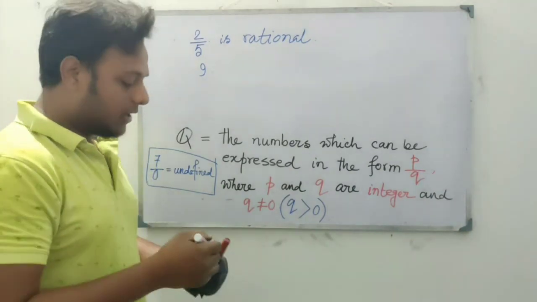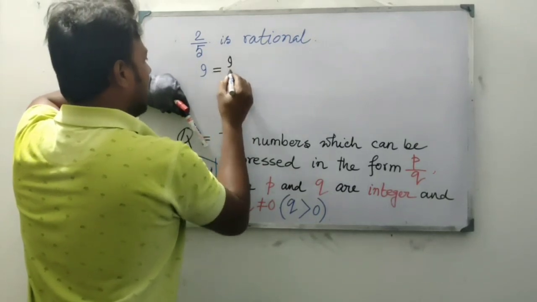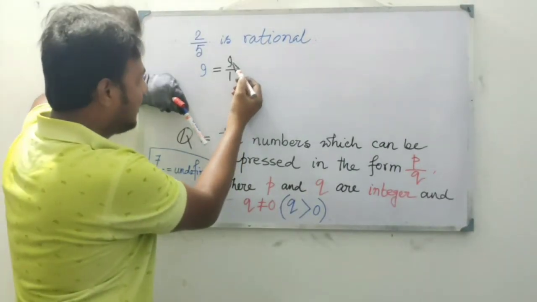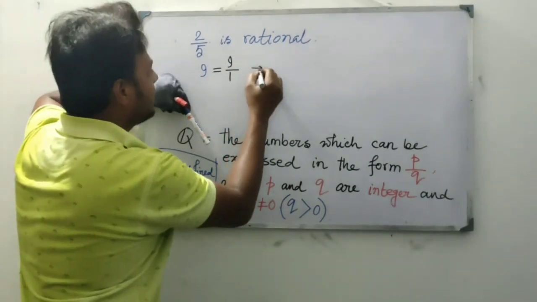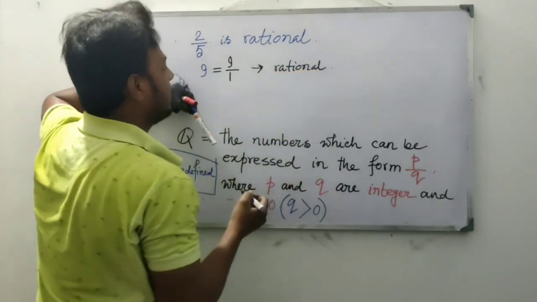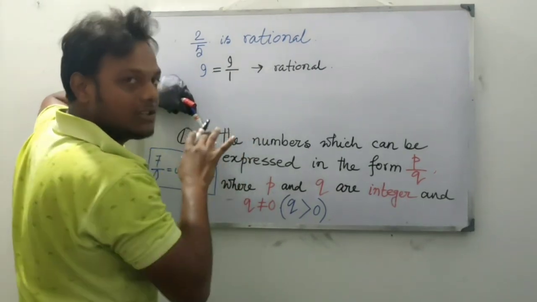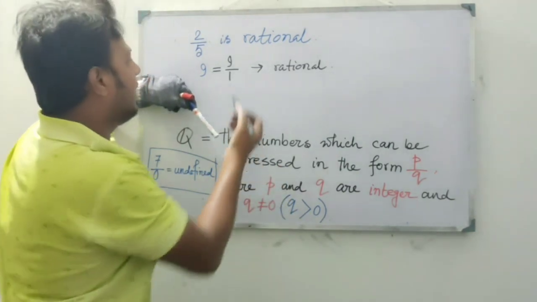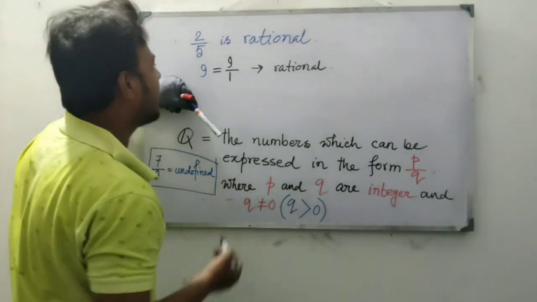Is it clear? So I am trying to express it. 9 can be written as 9 by 1. Is it? So we can express here that 9 equals to 9 by 1. So this is our p, this is our q. So this must be a rational number. Oh, sorry. If you express a number into the form p by q, this is not enough. You have to check that those p and q are integers or not. Here 9 is an integer and 1 is also an integer. So this is a rational.